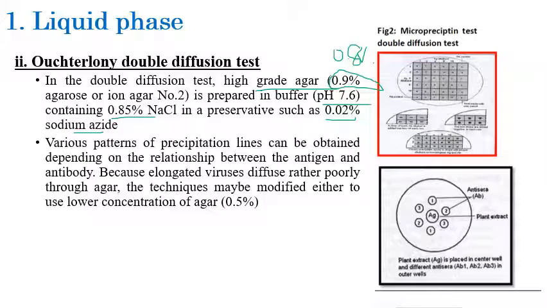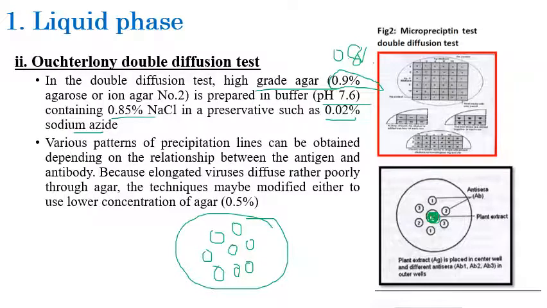The plant extract, or whatever sap extract that we are using, is placed at the center. Different antisera are placed in different holes, with some arrangement like this, where we place the sample in the middle.